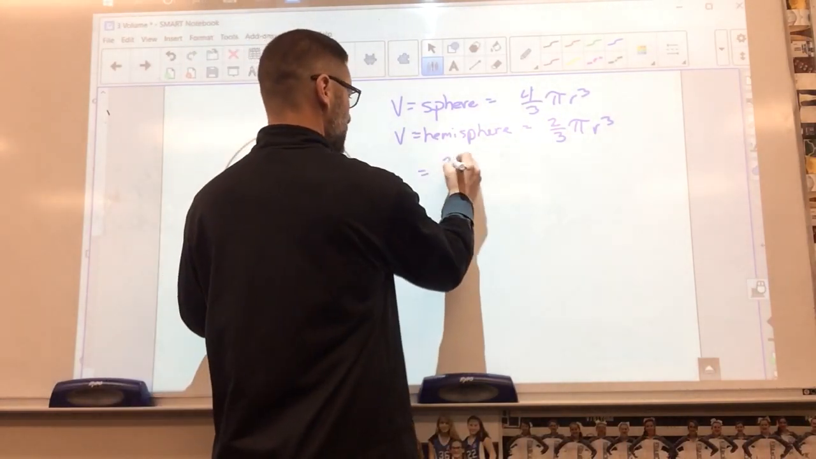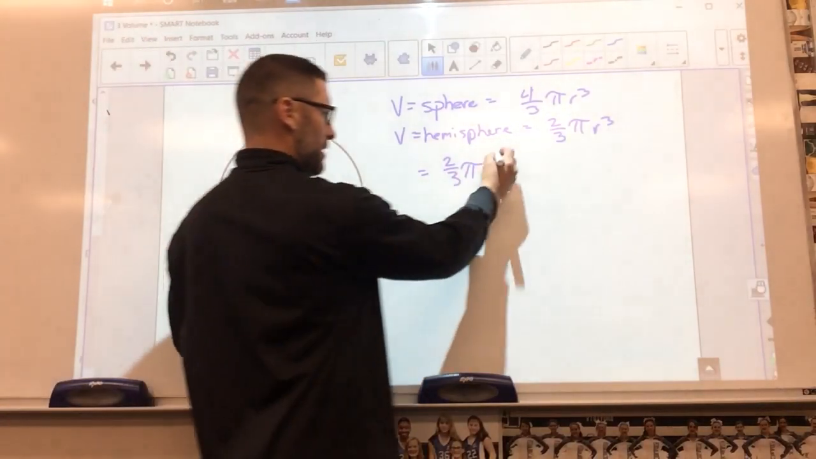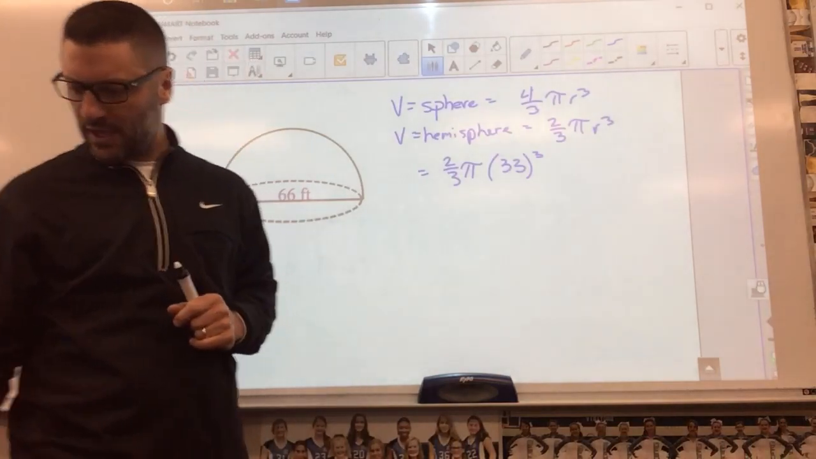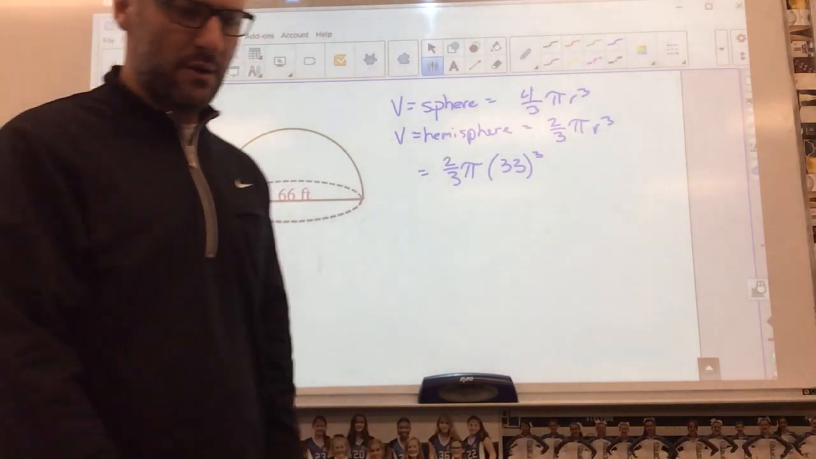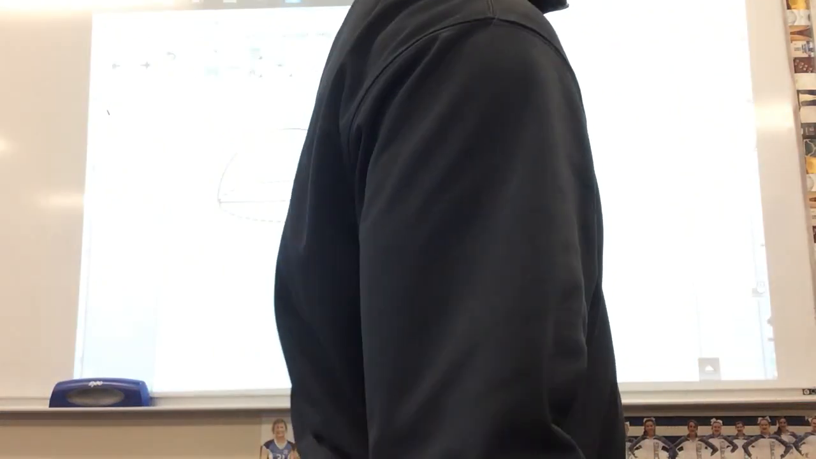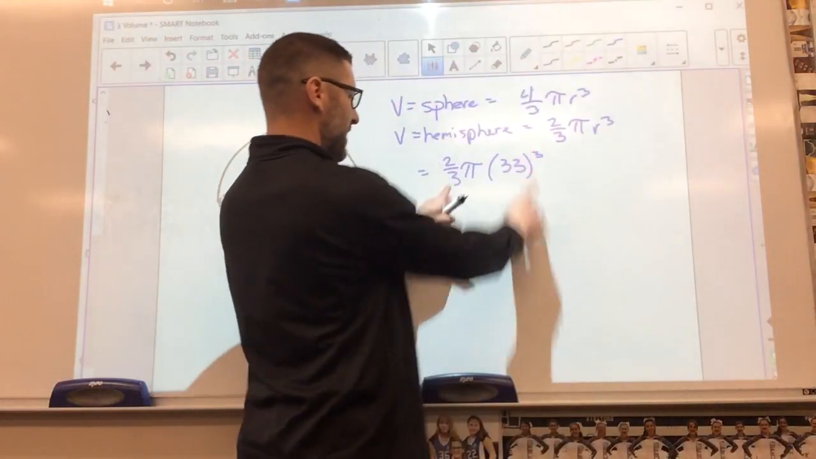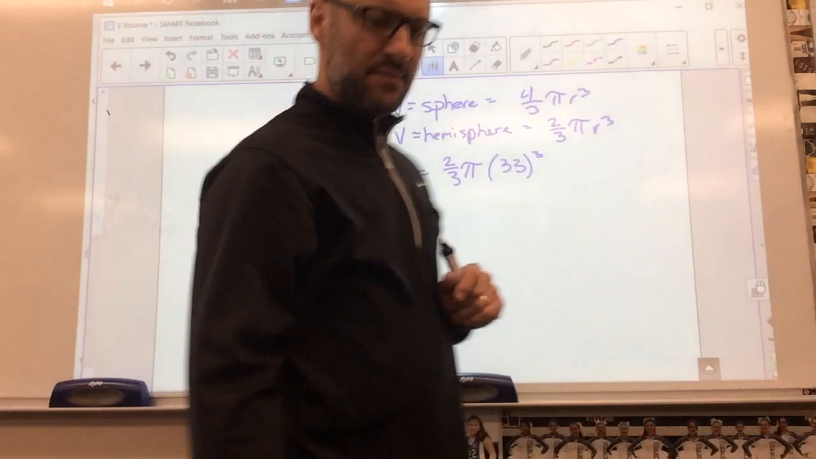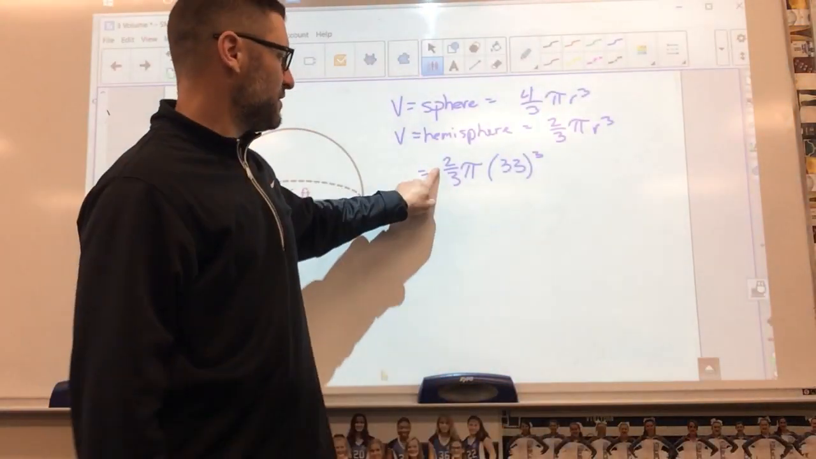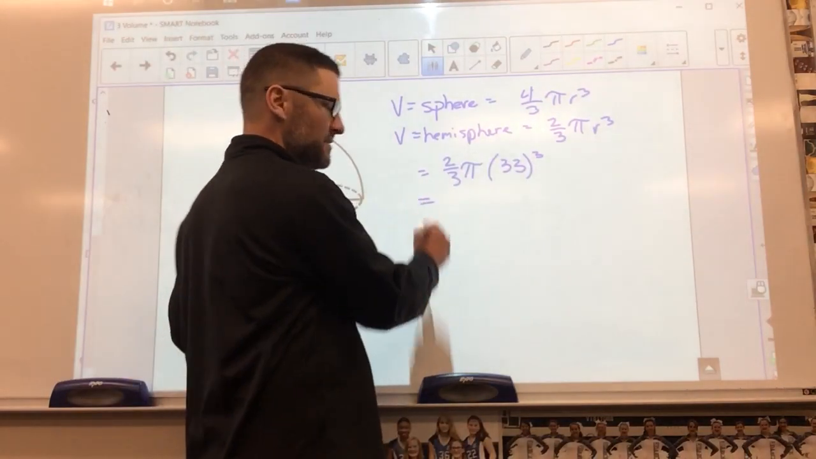So I'm going to take 2/3 pi times the radius. Well, the radius is 33, cubed. And I'm going to do some math and see if I can get it down to a number that looks a little bit better than that. So let's go with 33 raised to the third on our calculators. I'm going to divide that by 3, and then I'm going to make it times 2. Or an easy way to do this would be just to type in 2/3 times 33 to the third power on your calculator. That's probably the easiest way of doing that.